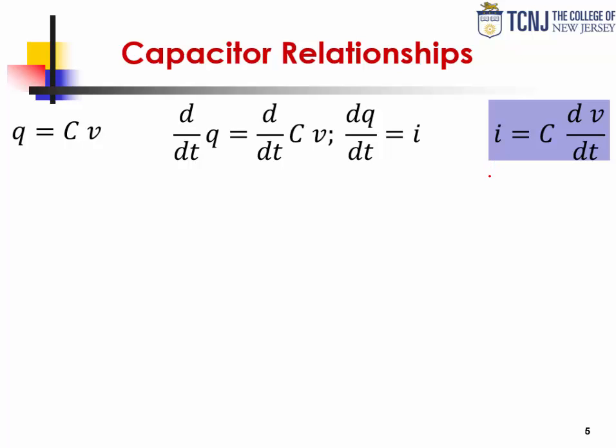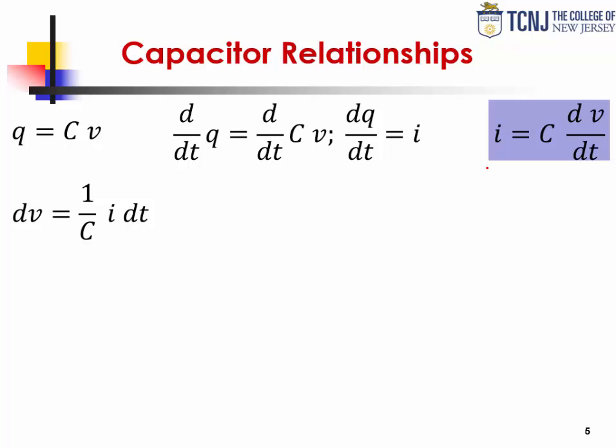The other characteristic or the other consequence of this equation is that we know that this derivative has to be finite. And what that means is that the voltage cannot change instantaneously across the capacitor. If the voltage changes very quickly, although it can never change instantaneously, the current will be very, very high because it's directly related to the rate of change of the voltage across the capacitor.